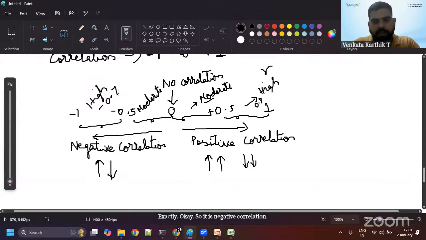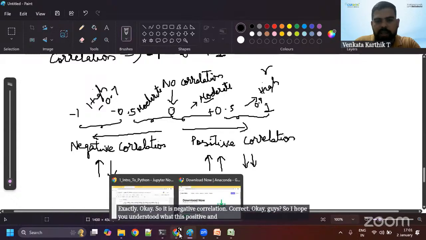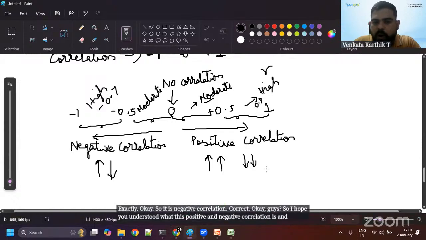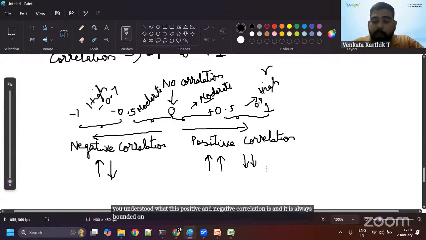Correct. Okay, guys. So I hope you understood what this positive and negative correlation is. And it is always bounded between -1 and +1. The number will not go beyond +1 and it won't go below -1.